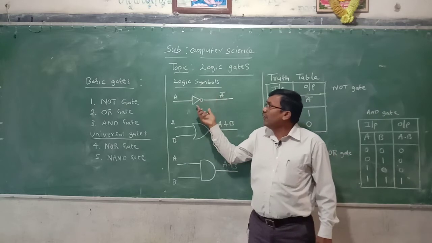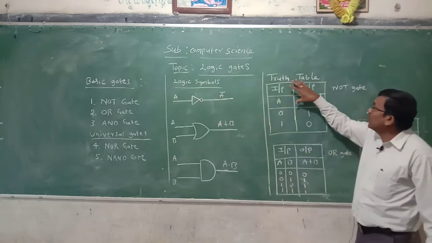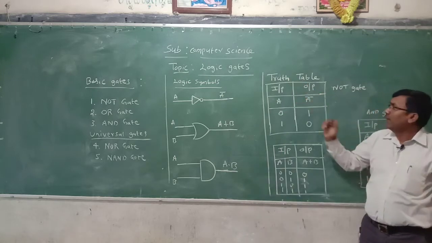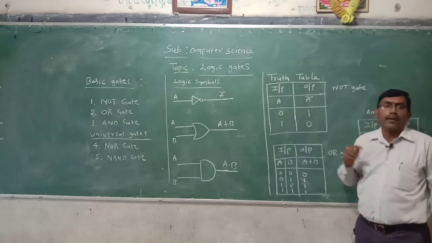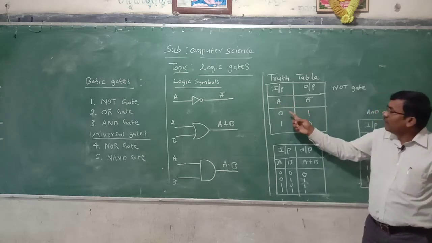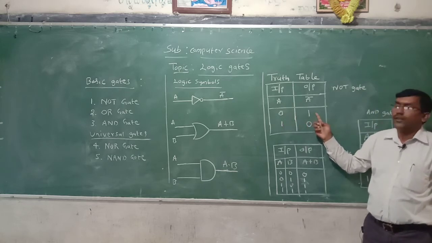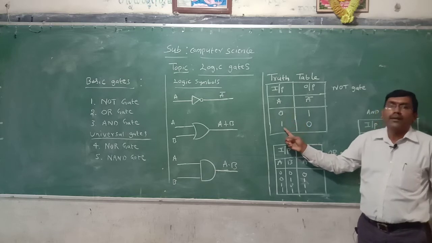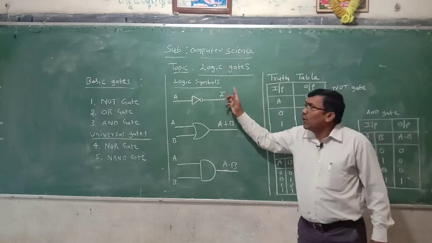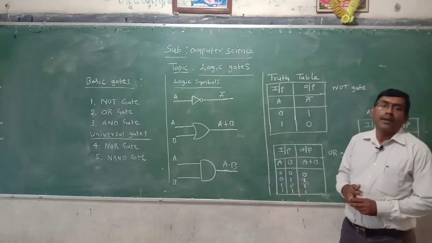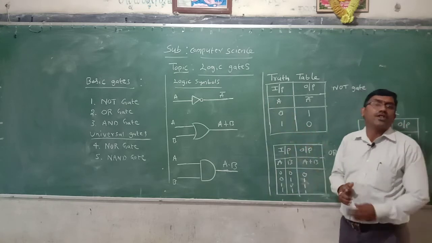This is the logic symbol of the NOT gate, and here we have the truth table, with a variable, which you can also call an identifier. If you give input 0, it produces output 1. Similarly, if you give input 1, it produces output 0. The NOT gate is also called an inverter. Inverter means complement, which we also call negation.